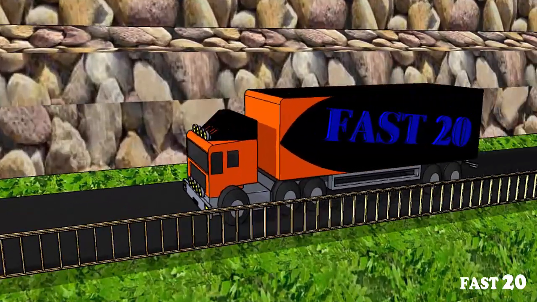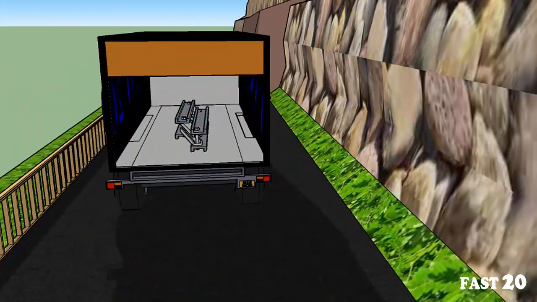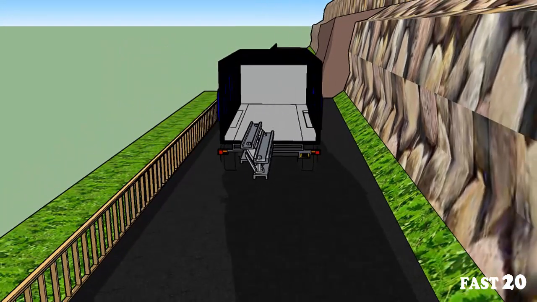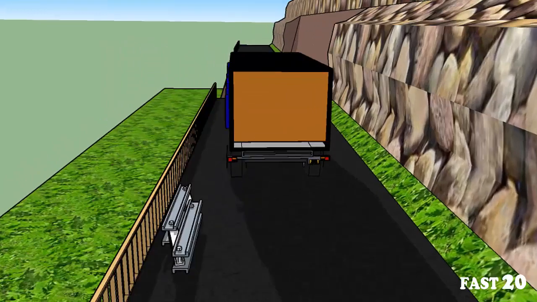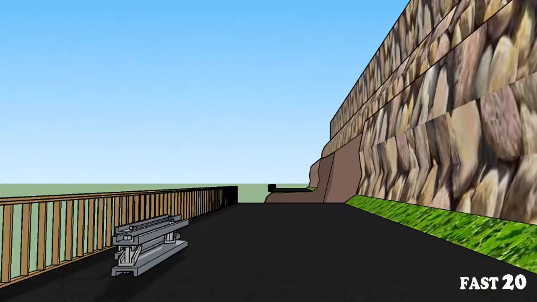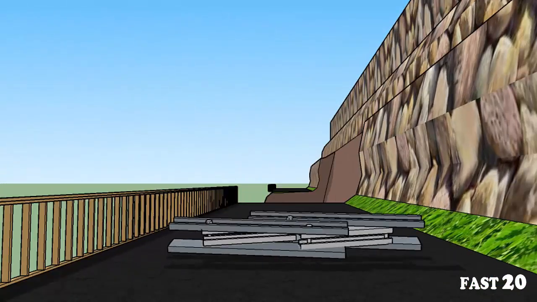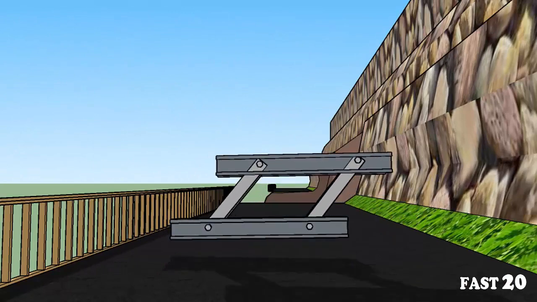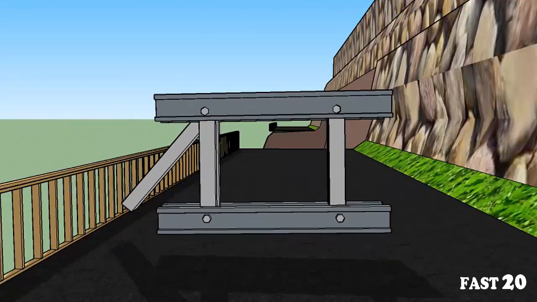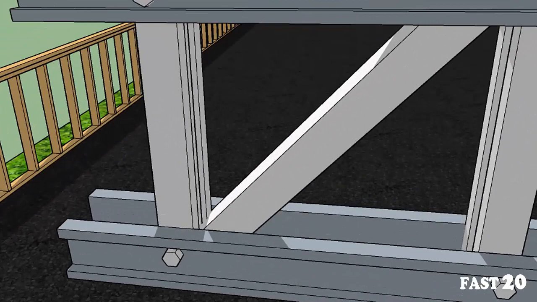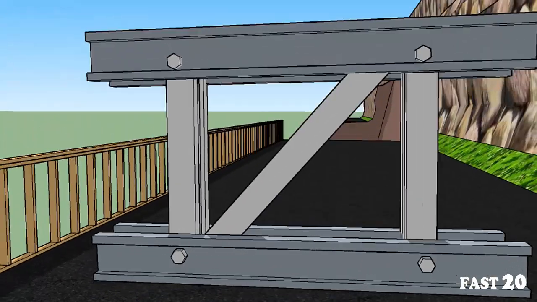As we can see, a truck with the members is reaching the site and the members are being unloaded. As the members are connected with pin joints, they can be unfolded easily. And to lock the folding motion, we are fixing a diagonal member with nut bolts.